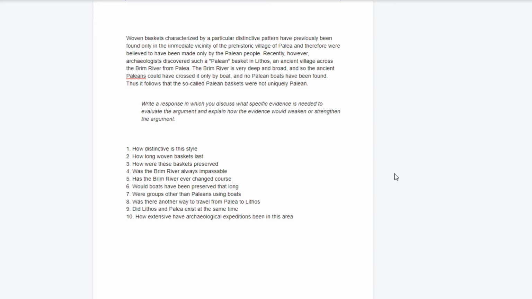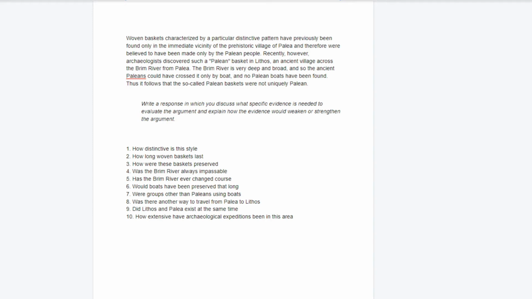Well, the author is claiming that these so-called Pelean baskets were not uniquely Pelean, saying that other cultures were able to create these baskets too. And so what I want to know is, what is this distinctive style, right? If this distinctive style is just blue circles, the chance that some other culture might have just happened to make baskets with blue circles seems kind of high to me. But if that particular distinctive pattern was a series of shapes in a certain order, and the chance that someone else just randomly reproduced it is extremely low, well then maybe there is more evidence pointing to, no, that's probably from Pelea and it somehow got to this other place.